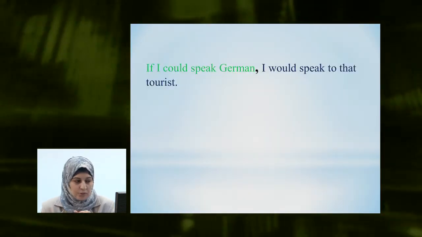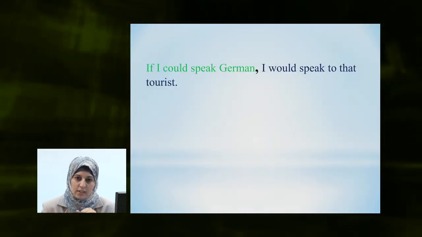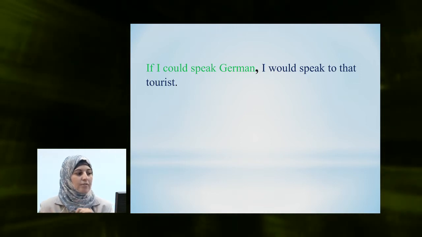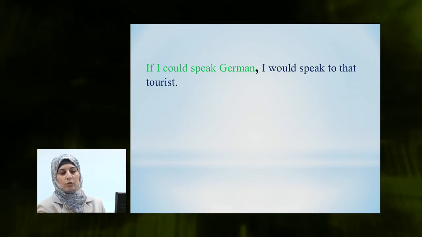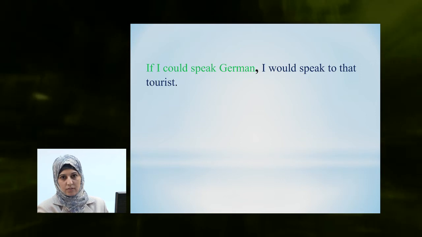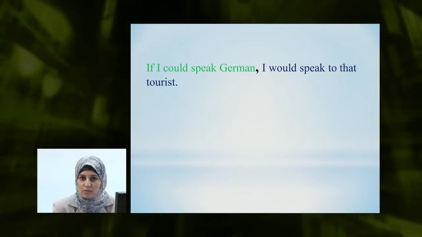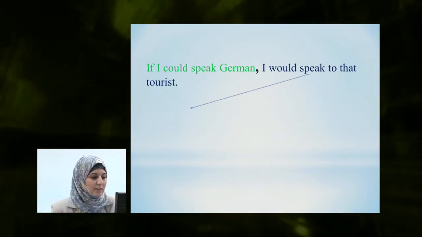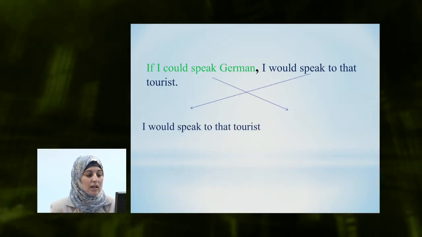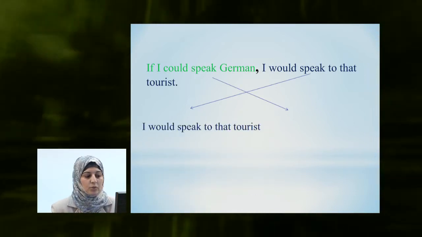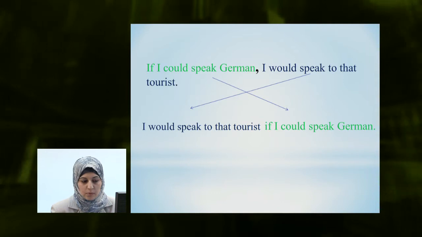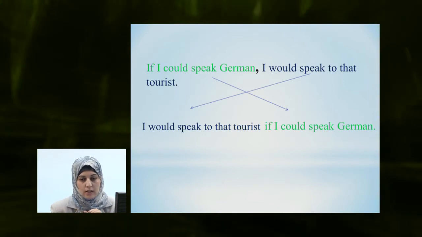Take this exercise for you. What is the other way that you can say this sentence? If I could speak German, I would speak to that tourist. So you can say also, I would speak to that tourist if I could speak German, without a comma.